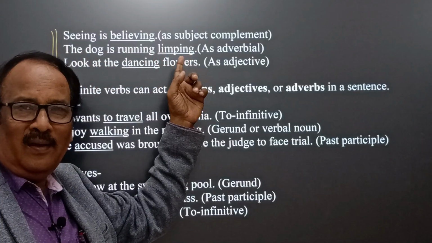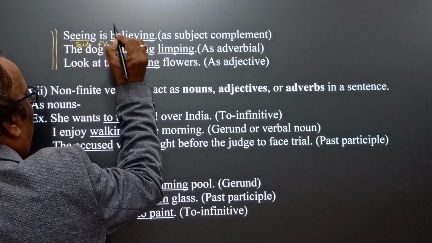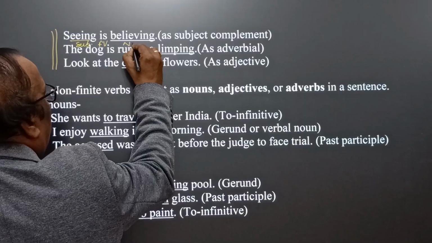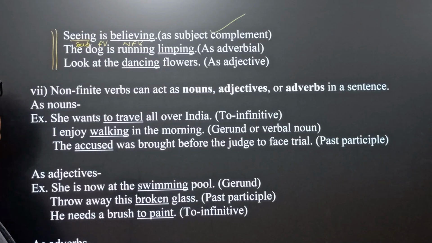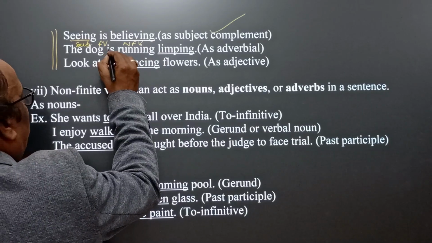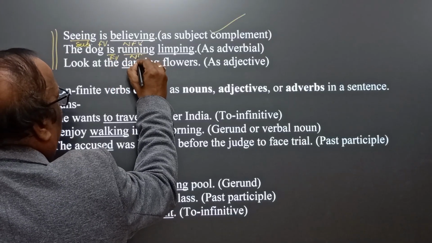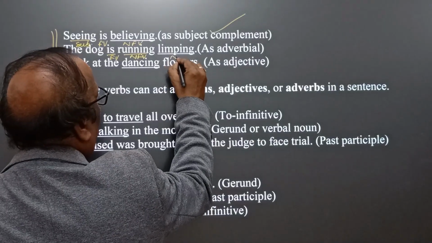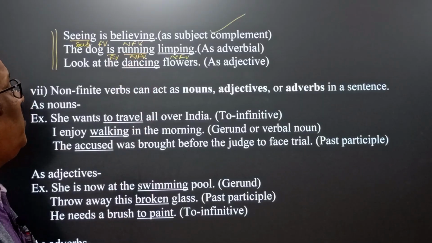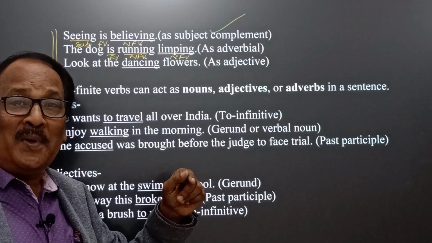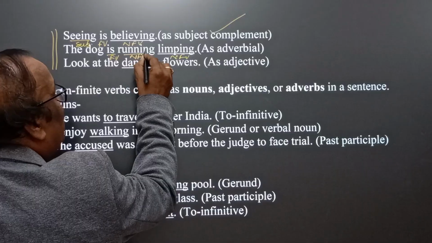Seeing is believing. Remember, seeing is the subject, is is the finite verb, believing is the non-finite verb. It has been used as a subject complement. The dog is running limping. Here is is the finite verb, running is the non-finite verb, limping is also a non-finite verb, but it has been used as an adverb because of how the dog is running.